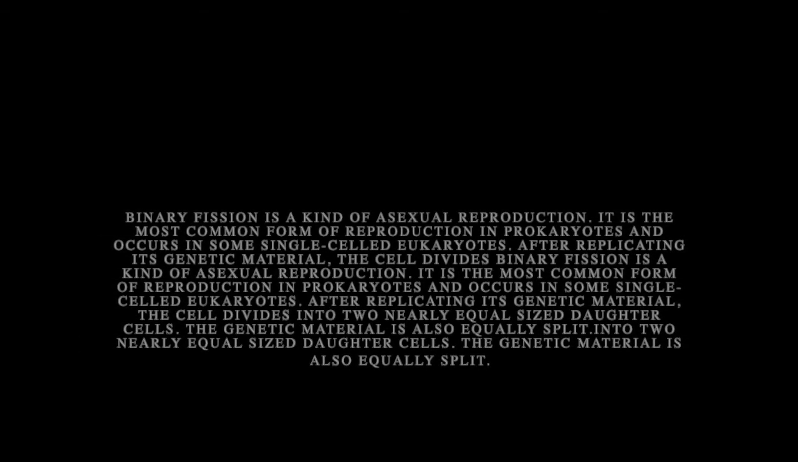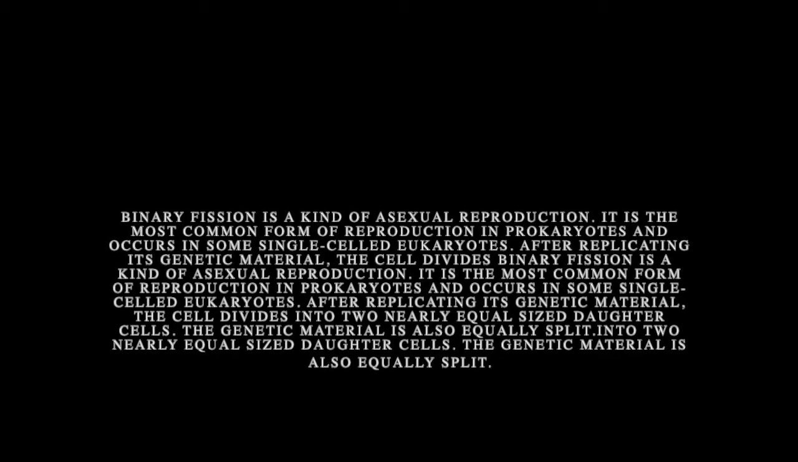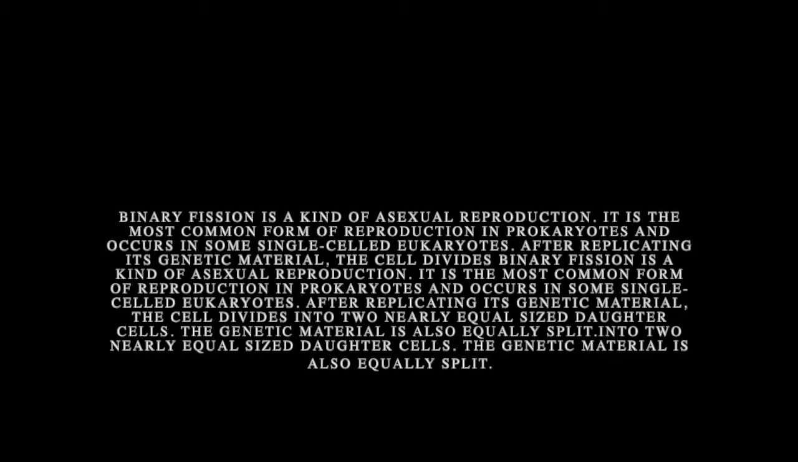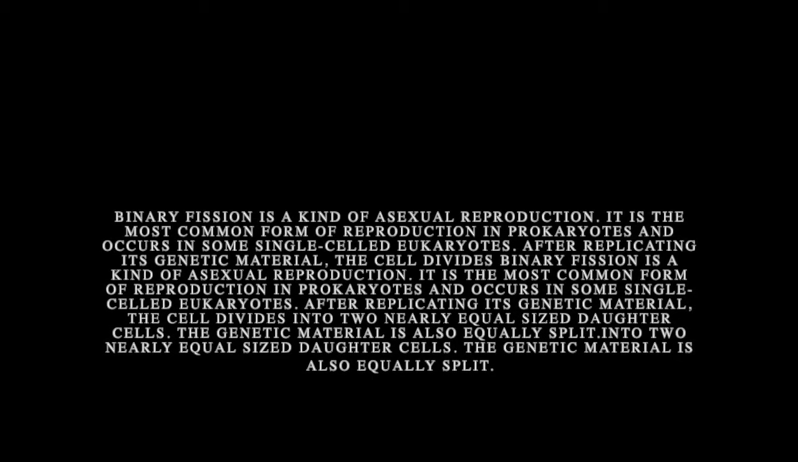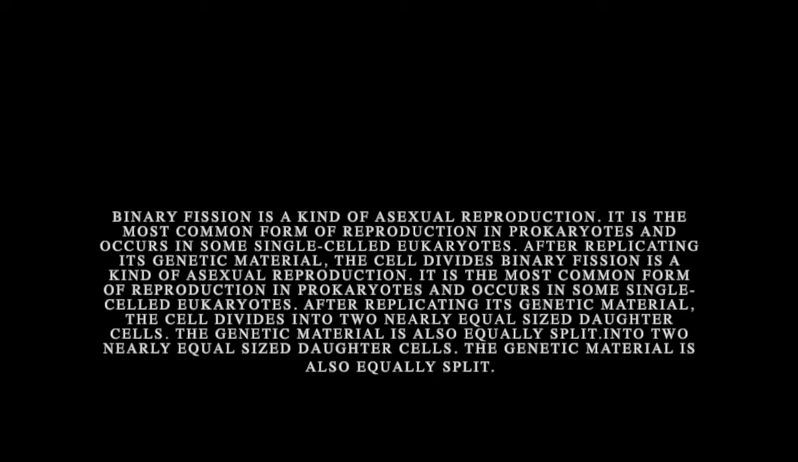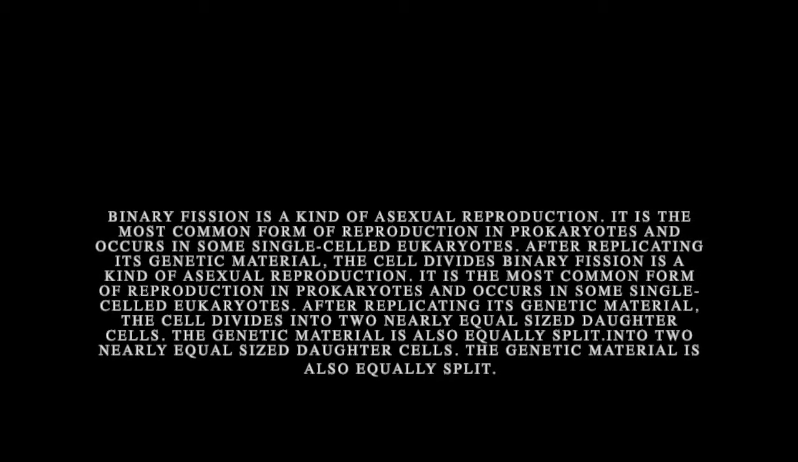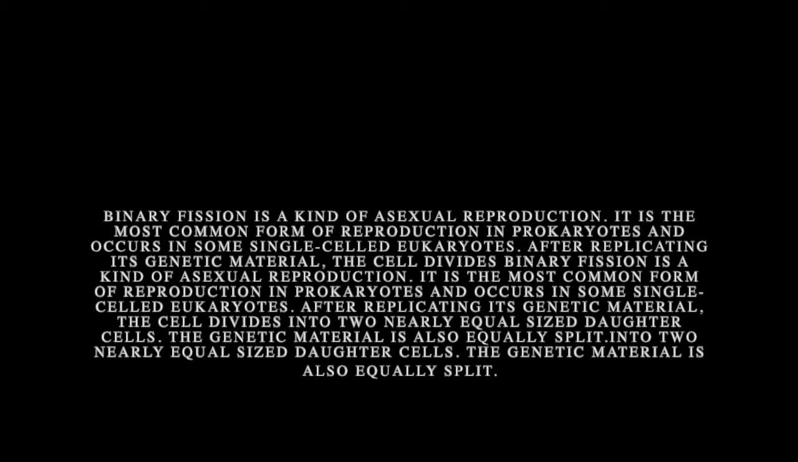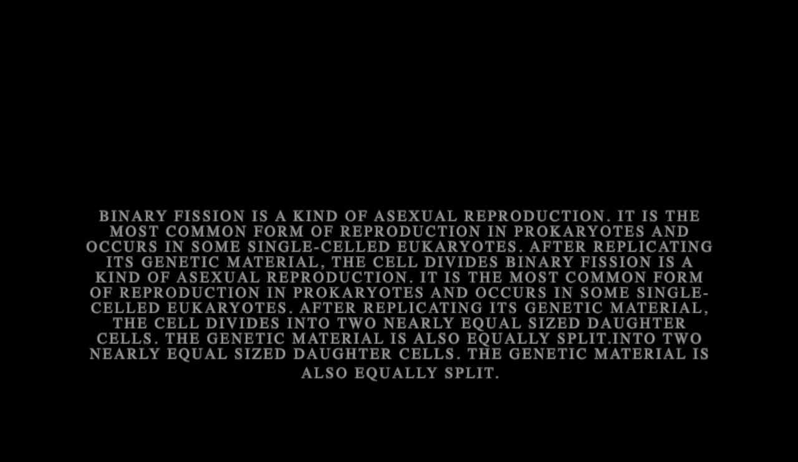Binary fission, though, is a kind of asexual reproduction. It is the most common form of reproduction in prokaryotes and occurs in some single-celled eukaryotes. After replicating its genetic material, the cell divides into two nearly equal-sized daughter cells, and the daughter cells are always the same. The genetic material is also equally split.